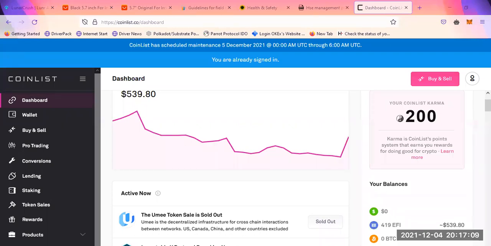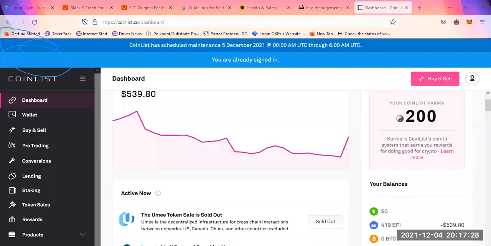Okay. So this is the Coinlist dashboard. This was the first account I created. This is the platform, Coinlist. It was the first account I created.